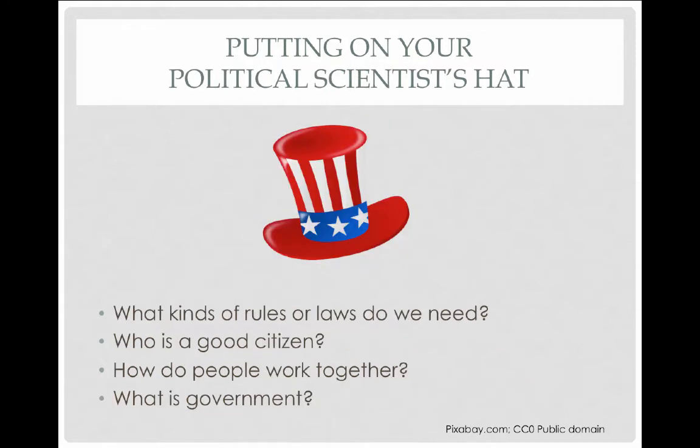When it comes to the civics and government strand, what kinds of questions does a political scientist ask? What kinds of rules do we need? Who is a good citizen? What is a good citizen? How do people work together? What is government? Why do we need it? What is it good for? Those are the kinds of questions second graders could ask and explore with you.